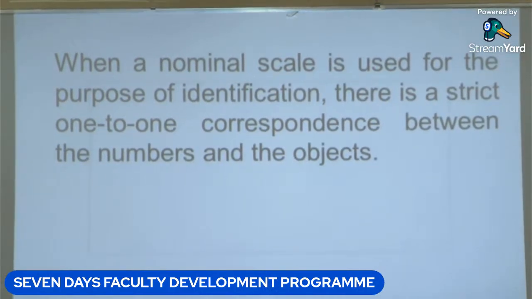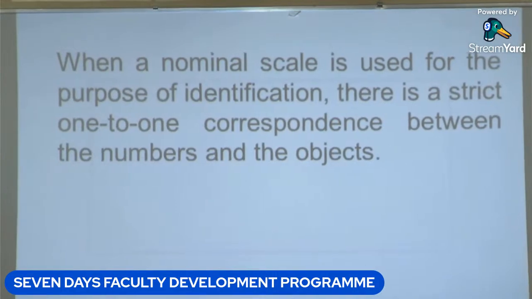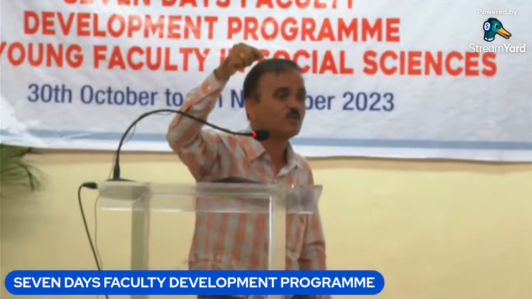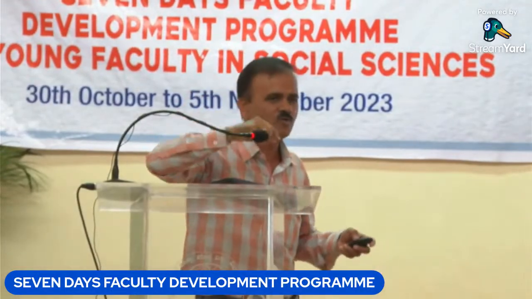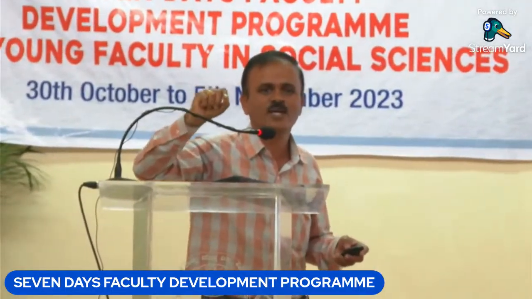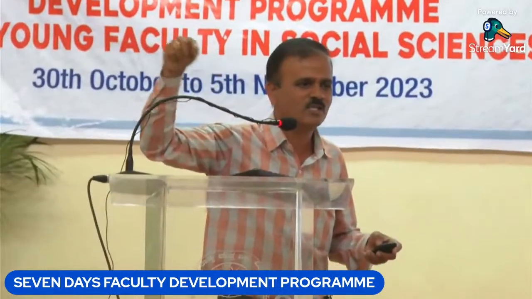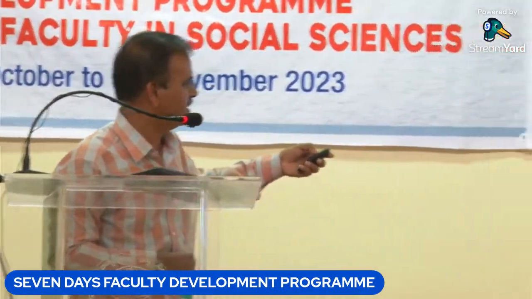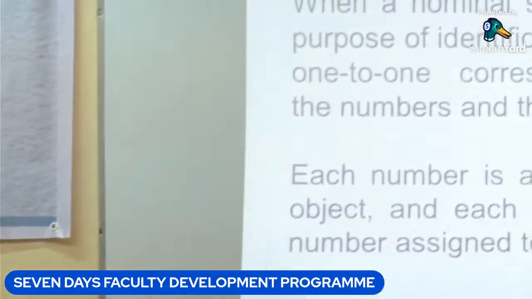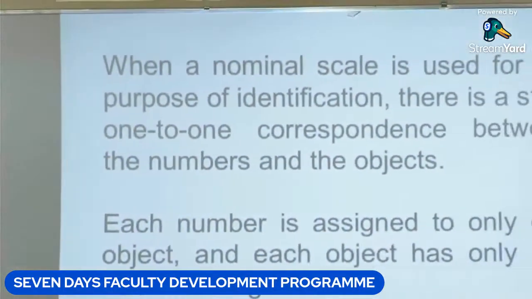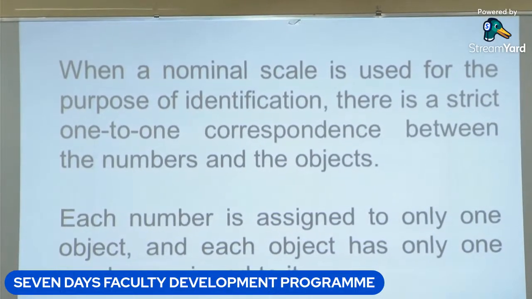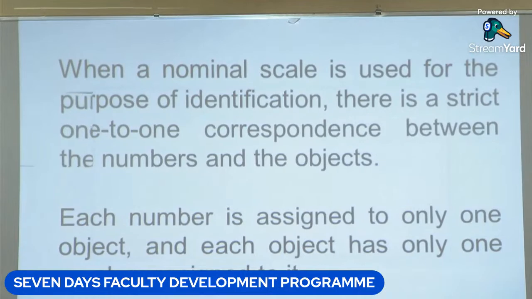So if you have assigned 1, you should bear in mind that 1 is assigned to that particular object only. You should make a note of that. So 1 is assigned for this, 2 is assigned for this, and 3 is assigned for the third object. Each number is assigned to only one object, and each object has only one number assigned to it. So you cannot assign two numbers to the same object.